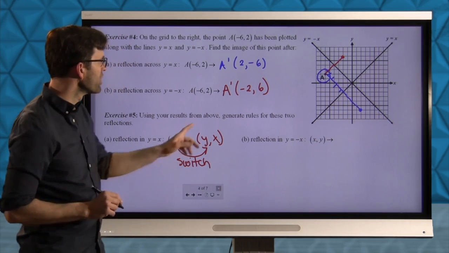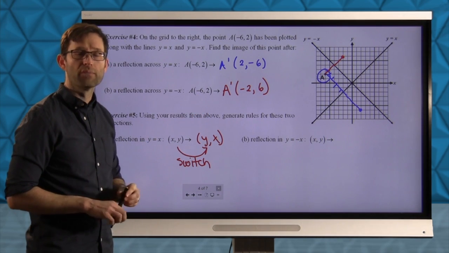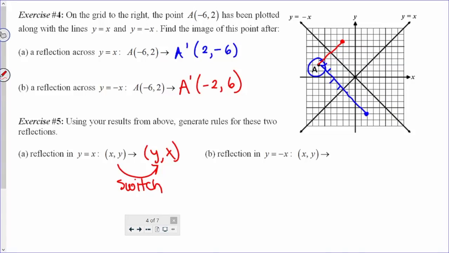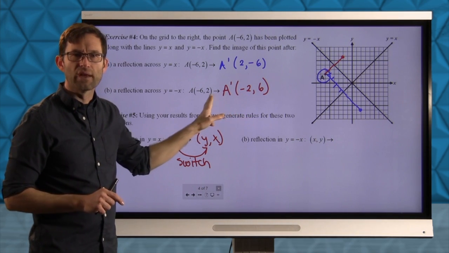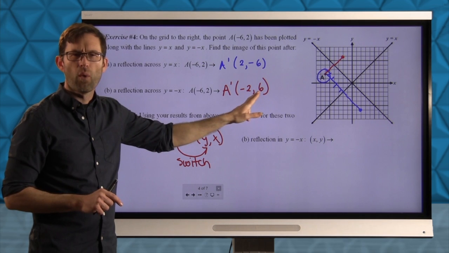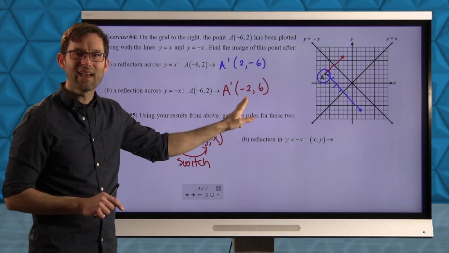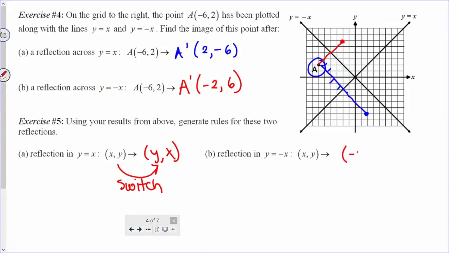Likewise, a little bit trickier, when I reflected in the line y = -x, what happened to the x and the y coordinates? It looks like they were switched again, but then they had their signs changed. Notice the -6 is now sitting in the y as a +6, and the +2 is now sitting in the x as a -2. So when we reflect in y = -x, (x, y) becomes (-y, -x). We both switch and we negate.